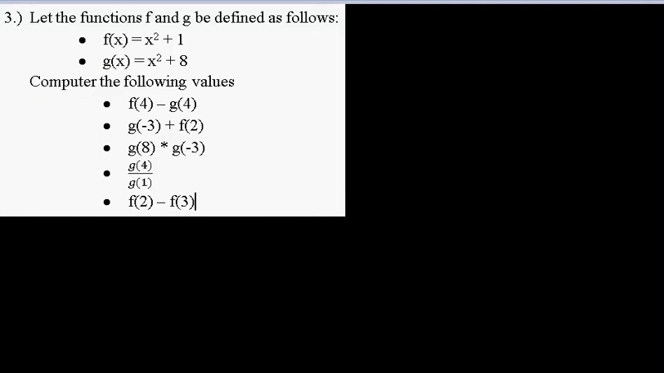Problem 3: let the functions f and g be defined as follows. f of x equals x squared plus 1, g of x equals x squared minus 8. Compute the following values. Number 1 is telling us to find f of 4 minus g of 4. Alright, so what's f of 4?